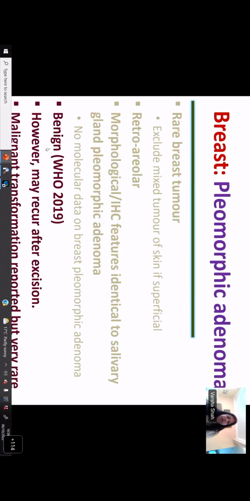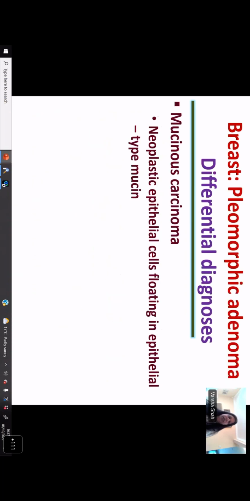Now, according to WHO, it is called pleomorphic adenoma, and it's a benign tumor. It needs to be excised because there are occasional case reports of metastasis. It's a rare tumor, so we do excise it. It may recur after excision. Malignant transformation has been reported, but it's very rare.